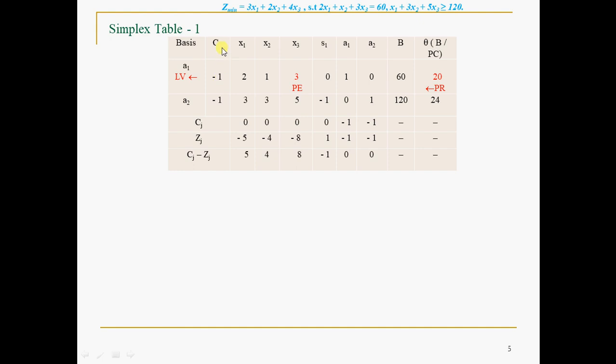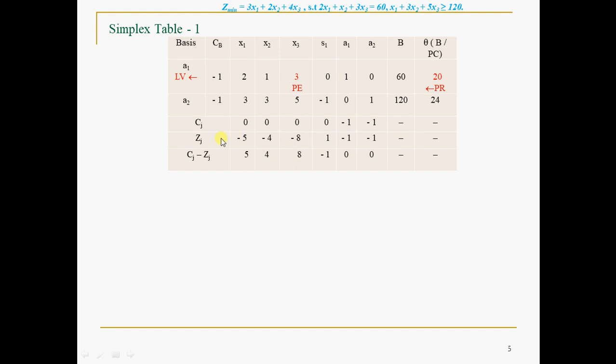CB, the coefficients of the basis, are minus 1. For x1, x2, x3 you have to take the equations, that is, the constraints. So this is 2, 1, 3. For S1 it is 0, and so on, so you will get the identity matrix 1, 0, 0, 1, hence you normally use the artificial variables. B is the RHS, so first RHS 60, then 120. The last column we'll discuss later.